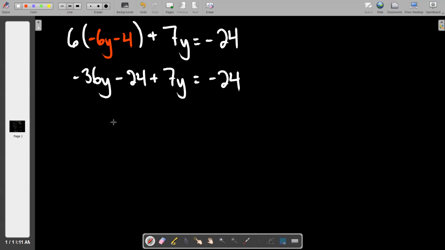I'm going to put negative 29y equals 0. What two things did I do? I combined the like terms on the left, and I know that negative 36 plus 7, you know this too, is negative 29. And then I added the 24 to the other side, which made a 0 when I added those two numbers together, right? And now I just divide by negative 29.